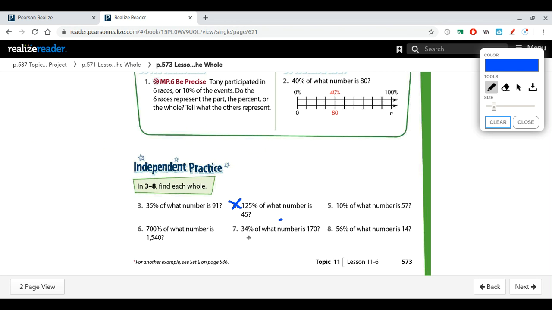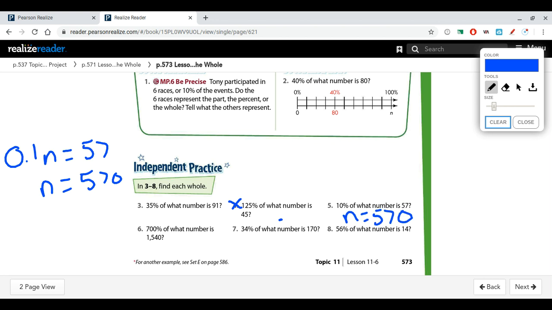I'm going to go ahead and do number 5. 10% of what number is 57? So it would be 0.1 n equals 57. So n is going to equal 570, using the calculator there. And so that was my answer: n equals 570.